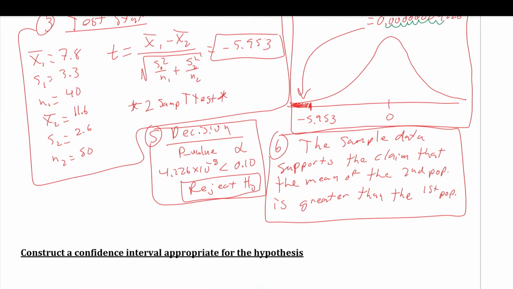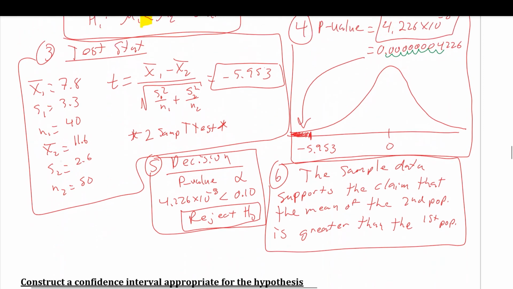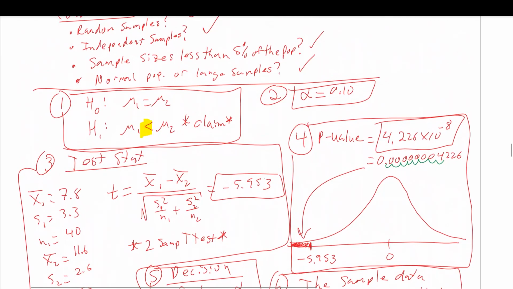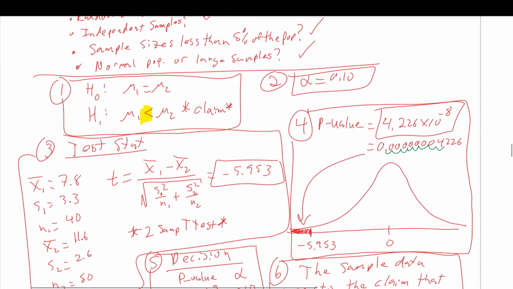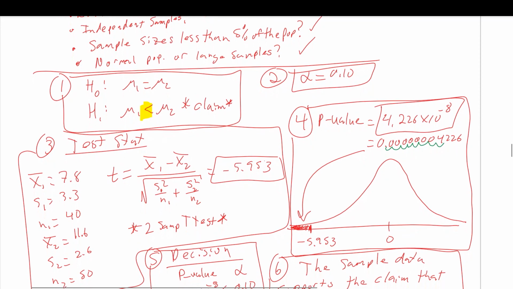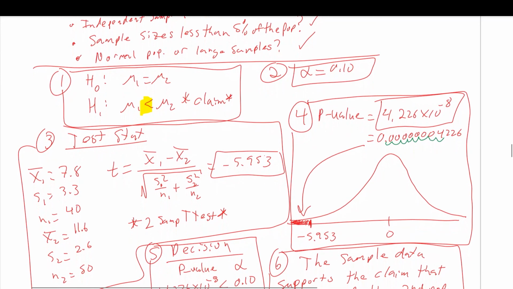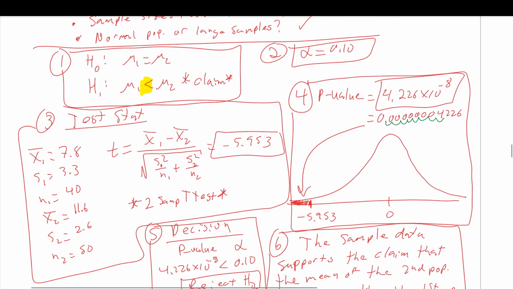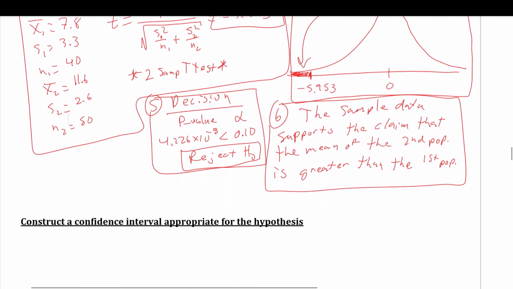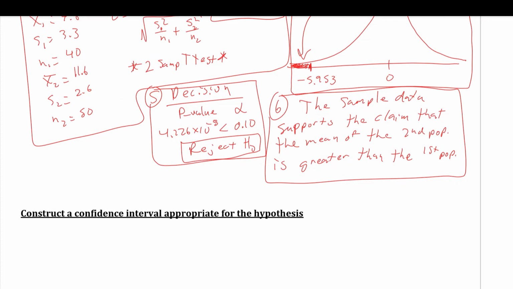Okay, again, to construct a confidence interval that's appropriate for this hypothesis, since this was a 10% significance level and it was a one-tailed test, we're going to do the same argument as before. In one tail, there's 10%. On the other tail, there's another 10%. Well, that's 20%. So what's left over? 80%. So 80% will be our confidence level.